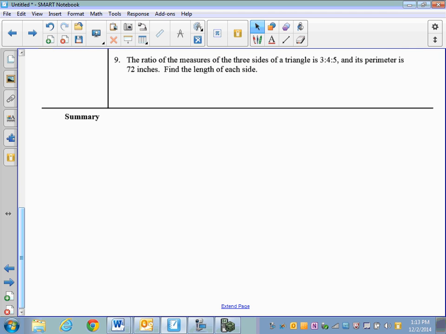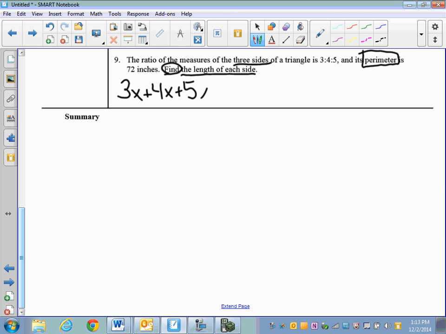Lastly, let's do number 9 together. It says the ratio of the measures of the three sides of a triangle is 3 to 4 to 5, and its perimeter is 72 inches. Find the length of each side. So what we're given, we're not given the angle, so we're not going to set equal to 180. We're given the perimeter and the sides. So I'm going to have 3x plus 4x plus 5x is equal to 72. Again, I just combine like terms. I get 12x is equal to 72. And when you divide it by 12, you get x is equal to 6.